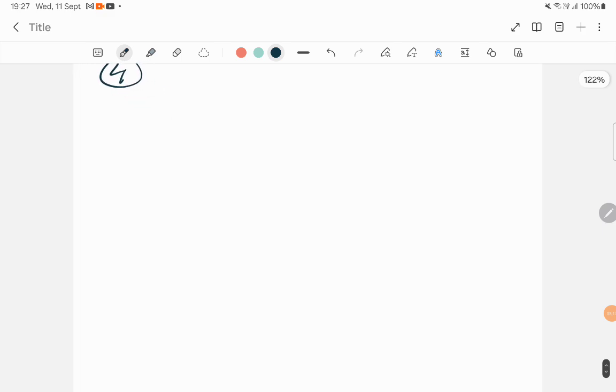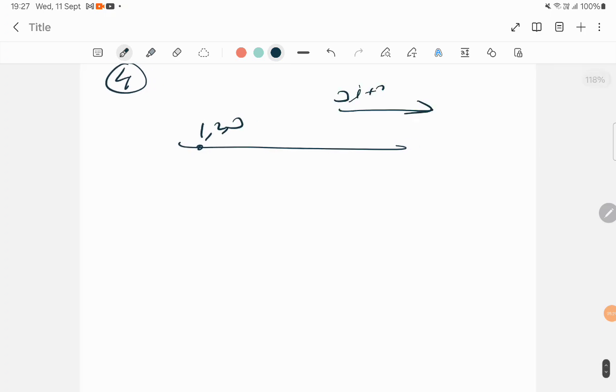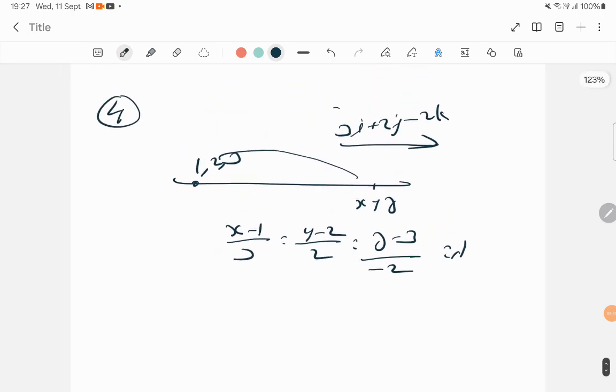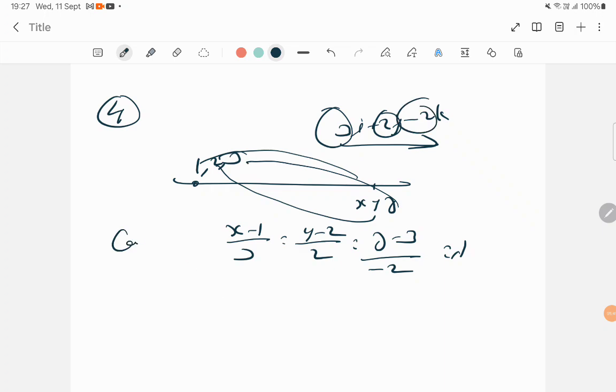Find the equation of the line which passes through a point (1, 2, 3) and parallel to a vector 3i plus 2j minus 2k. Consider an arbitrary point x, y, z. The equation will be (x minus 1)/3 = (y minus 2)/2 = (z minus 3)/(minus 2) = lambda. (x minus x1)/a = (y minus y1)/b = (z minus z1)/c, that's what I've written. This is the Cartesian format.